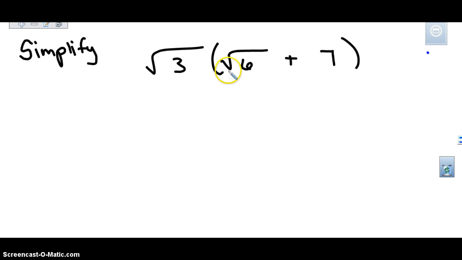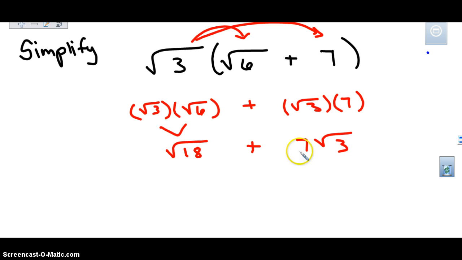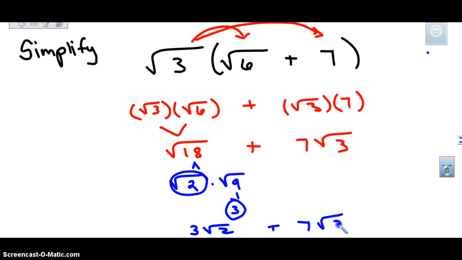So to simplify the square root of 3 times the square root of 6 plus 7, we have to use a distributive property. So we're going to distribute the square root of 3. The square root of 3 times the square root of 6 plus the square root of 3 times 7. 3 times 6 equals the square root of 18 plus 7 times the square root of 3. Are these like radicals? No. So what do we have to do? Simplify the square root of 18. So we can say the square root of 18 is equal to the square root of 2 times the square root of 9. Square root of 9 simplifies to 3. Got 3 square root of 2 plus 7 square root of 3. Can I simplify any further? They're not like terms. That means that I leave my answer as is.